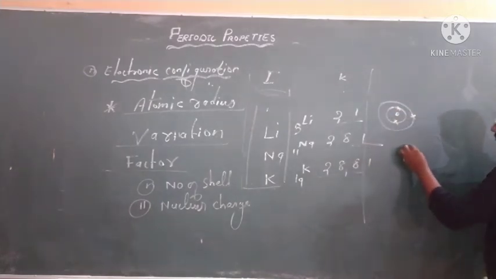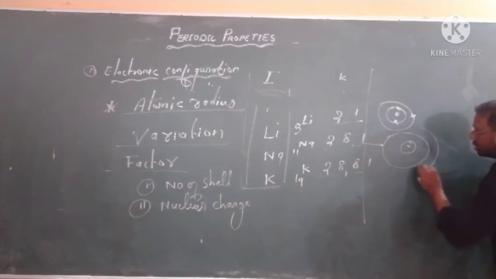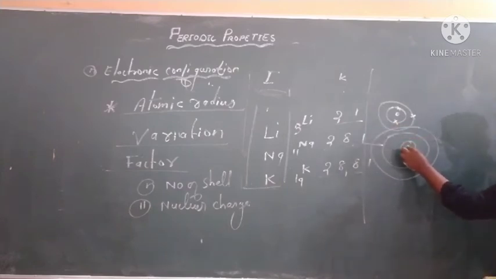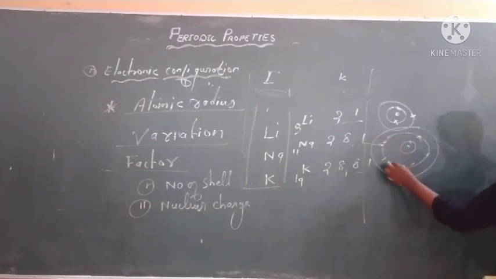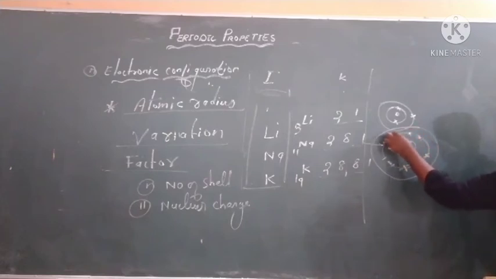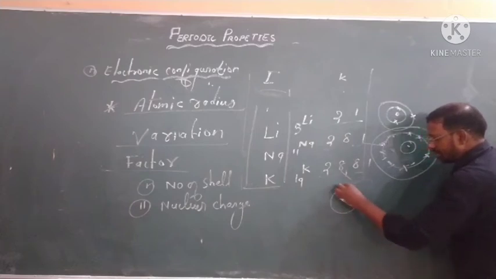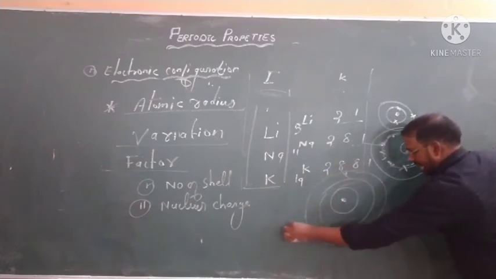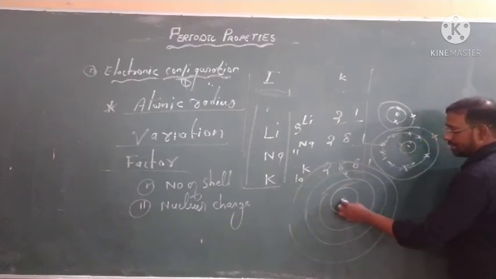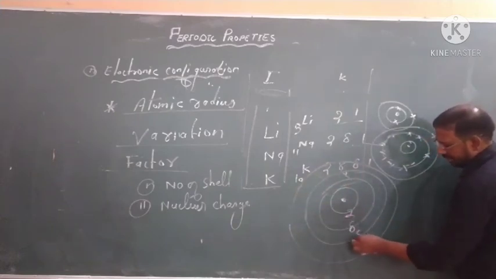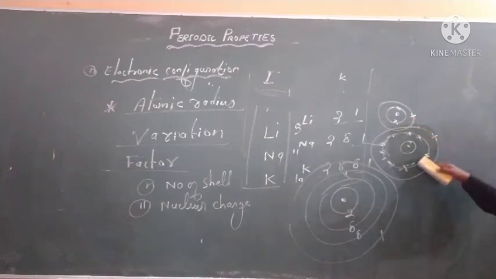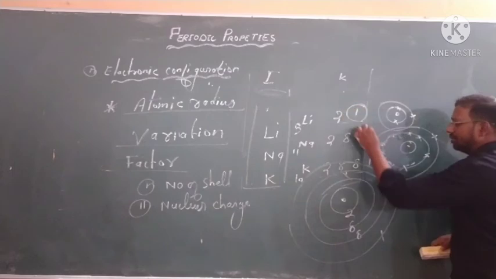Again, in the case of sodium, first shell, second shell, and it has a third shell also. In the first shell 2 electrons, in the second shell 8 electrons, 1, 2, 3, 4, 5, 6, 7, 8, and the last shell has 1. In the case of potassium, you can see the nucleus, first, second, third and fourth shell. Here 2 electrons, here 8, here 8, and here 1. All have the same valence electron: 1, 1, 1.